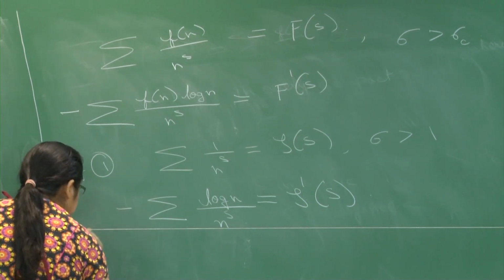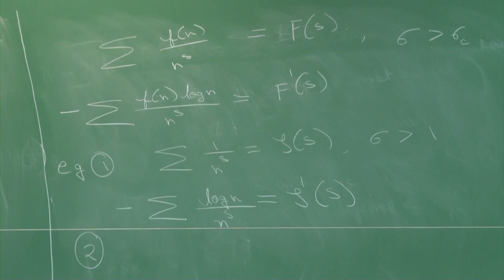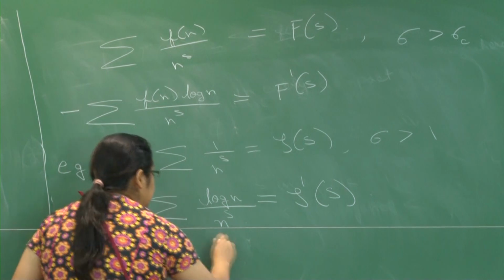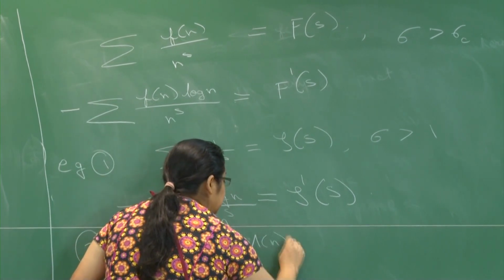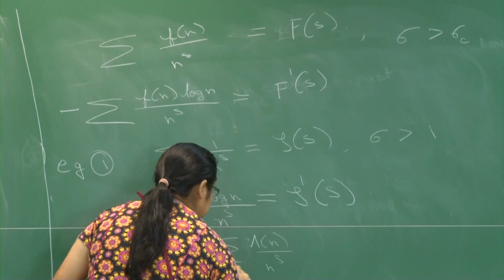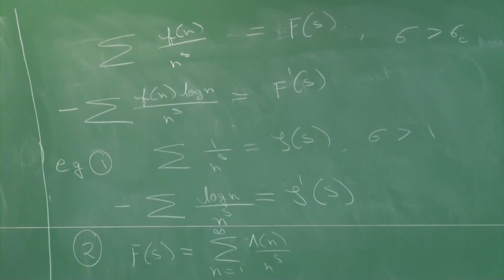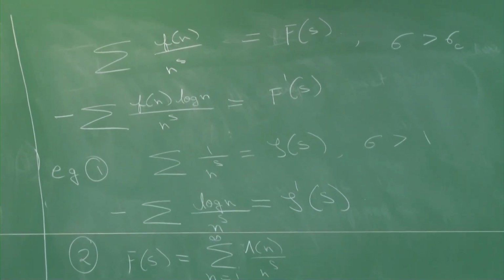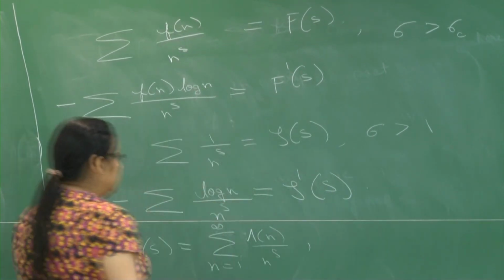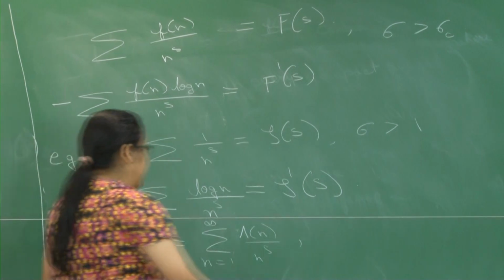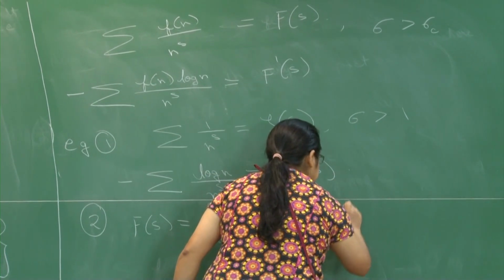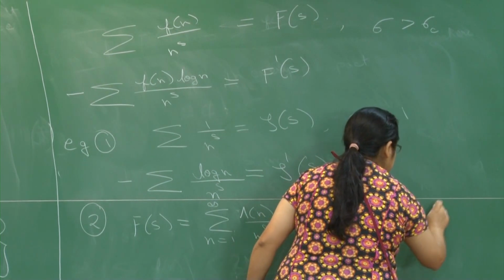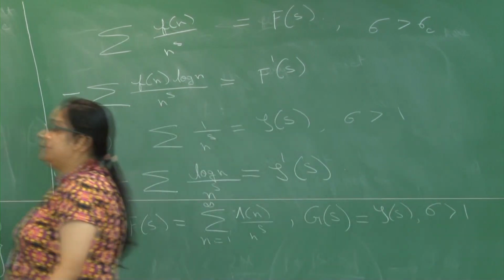Let us take another interesting example. Suppose you have capital F of s, which is the sum of lambda of n over n raised to the s. You know that when the real part of s is greater than 1, this series converges absolutely, and therefore also converges. Here lambda is the von Mangoldt function, and let us take g of s to just be equal to zeta of s, with real part of s greater than 1.